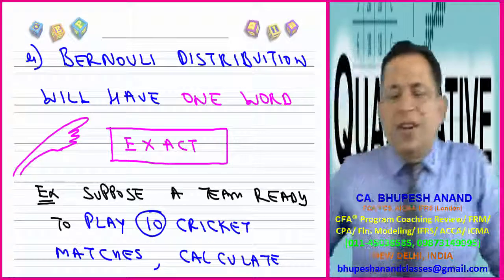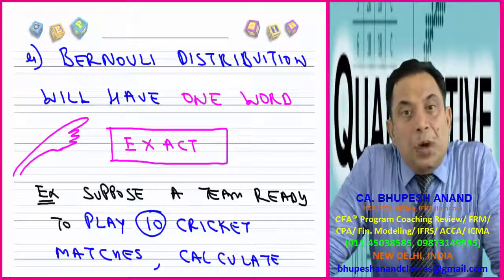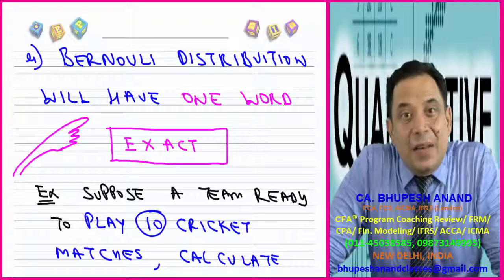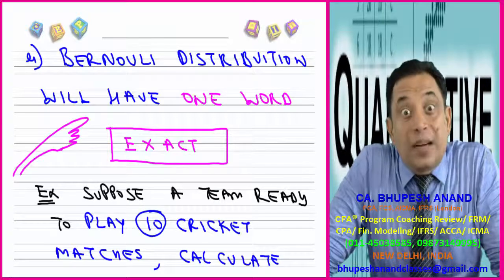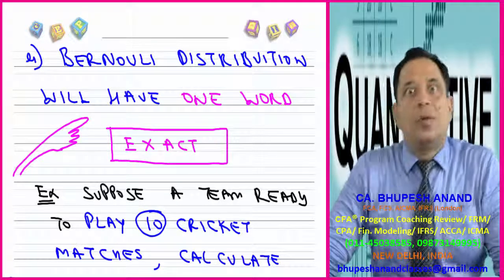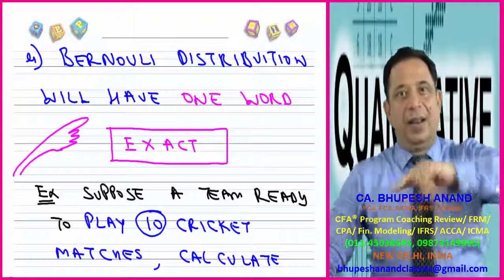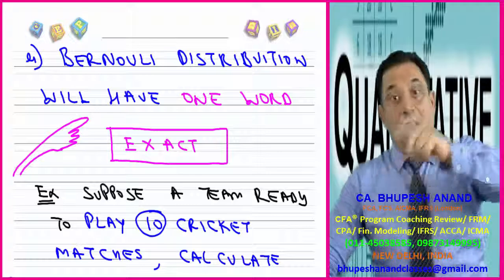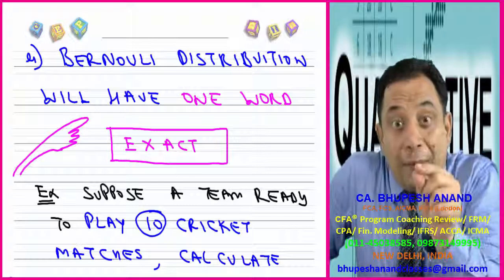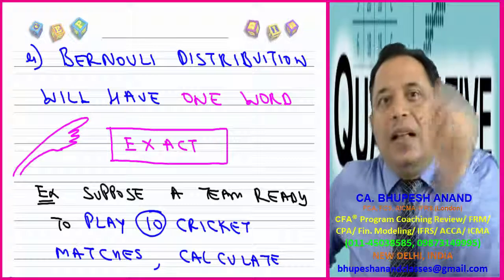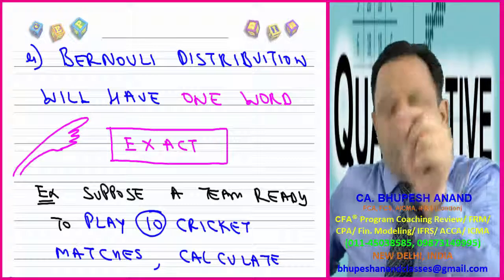B point. Bernoulli distribution will have one word which is very important, that is named as "exact". So if the word exact is given, it means I am using Bernoulli distribution, but it is again a part of binomial. When I say binomial, two possible outcomes, either pass or fail, either success or not success. So in those two outcomes, if I want the exact number, then I will be using Bernoulli distribution.